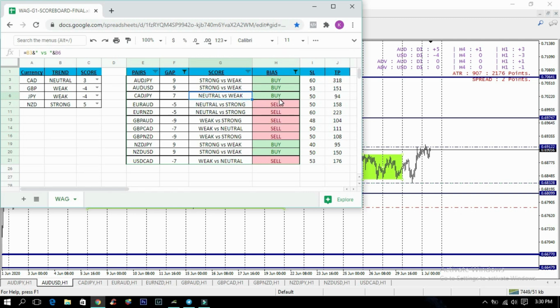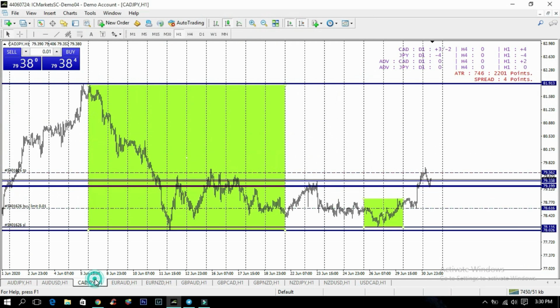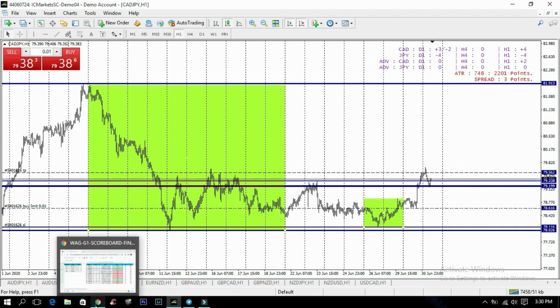Next is CAD JPY, buy bias pa rin. So, nakaset na yung ating buy limit dito sa line na to. And then, set yung SL natin around 50 pips. And then, yung TP is set to around 95 pips.